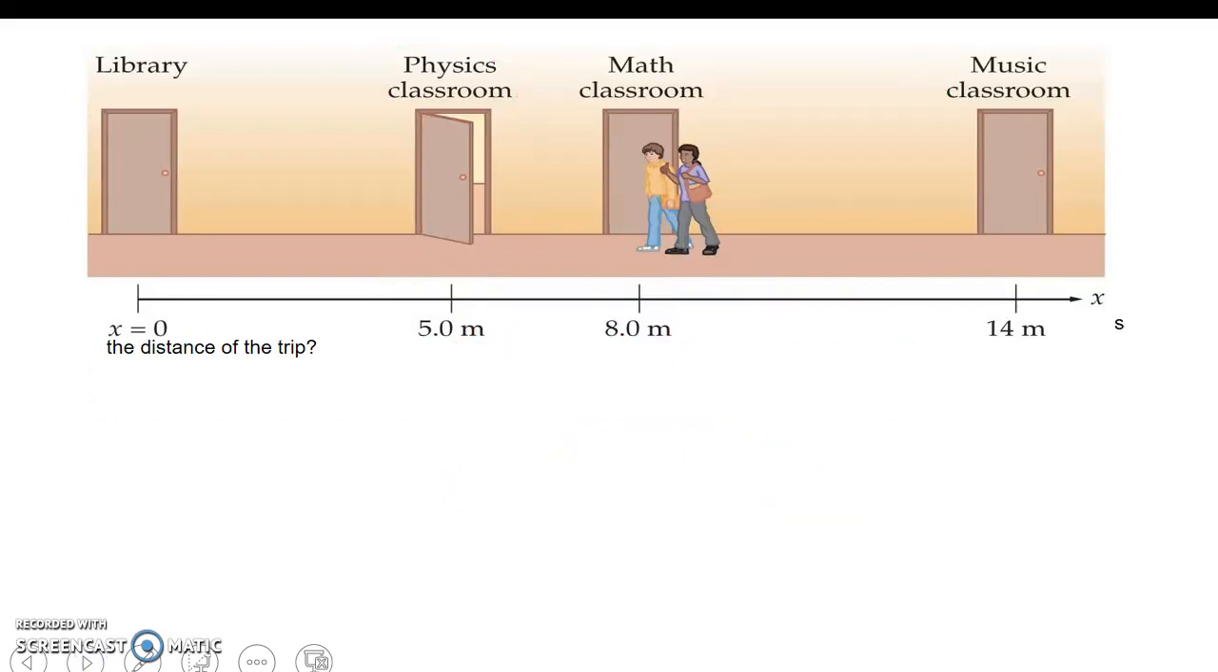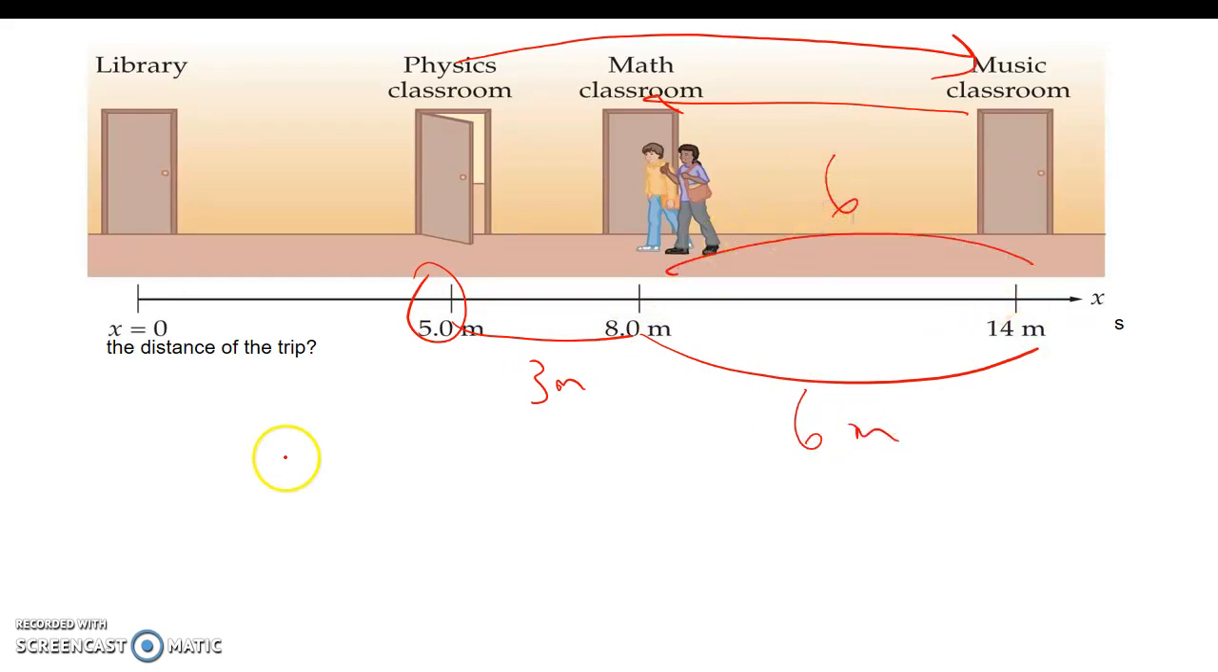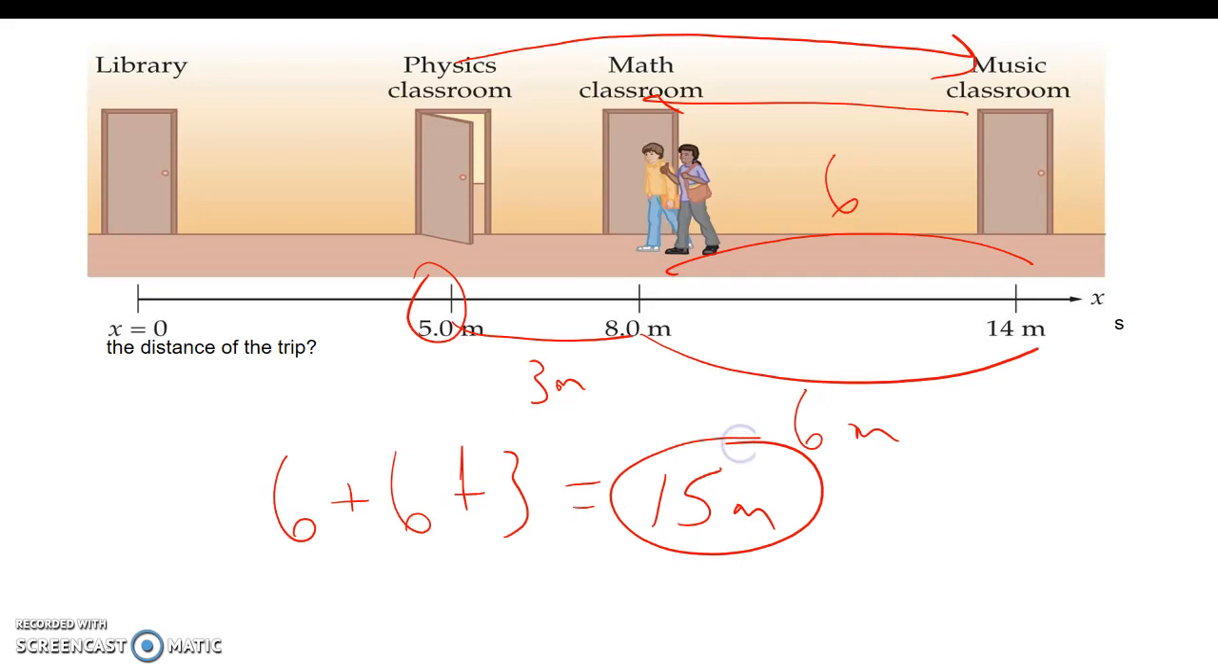What's the distance on the trip? So let's think about our distance. We started here, we walked to here, and we walked back. So we went this way, 3 meters. 8 to 14 is 6 meters. Then 14 back to 8 is 6. So I go 6 plus 6 plus 3 gives me a nice tidy 15 meters. Now, we don't put a plus or minus on this because we talk about distance. Distance is a scalar. All right? Scalars have no direction, so therefore we don't have a sign of positive or negative. It's just 15 meters that we traveled, or distance traveled.